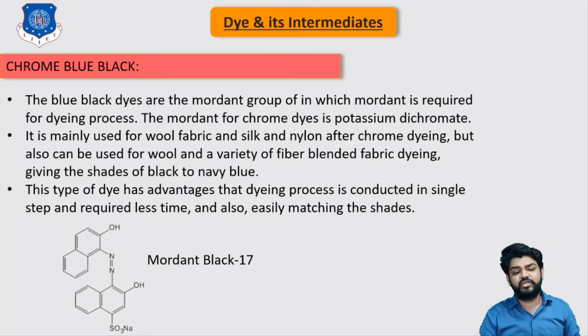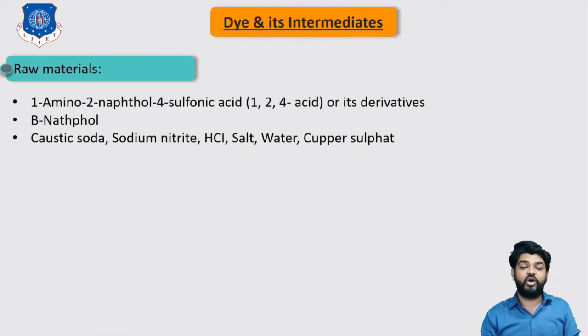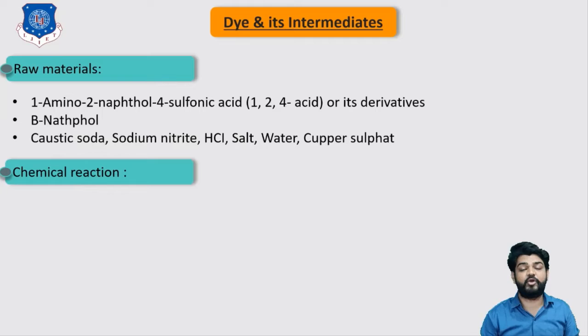Now here you can see the structure of Mordant Black 70, right? You can see here it has two OH groups and one amino group which is connected via two different rings, and we have one acidic group as SO3Na. Now after understanding this, let's understand the different raw materials and the chemical reaction that we need to follow for producing this chrome blue black dye.